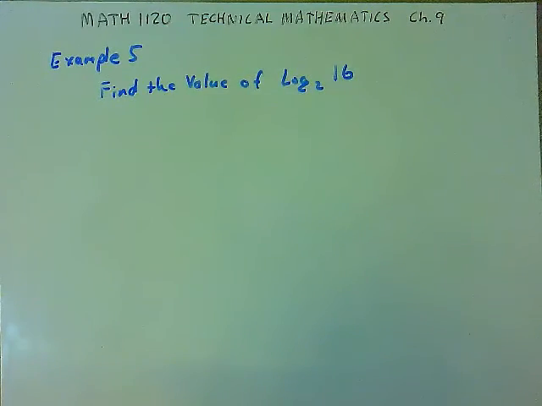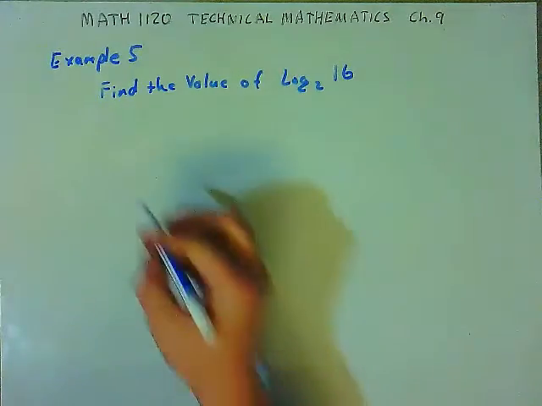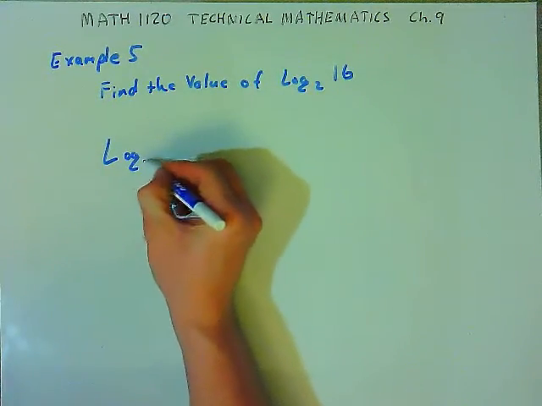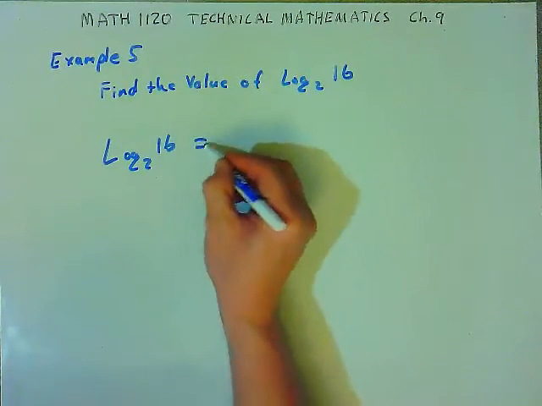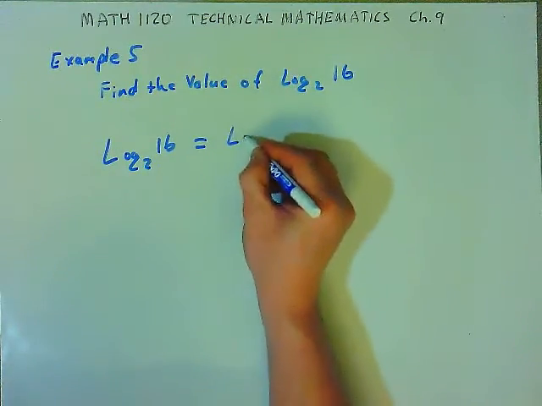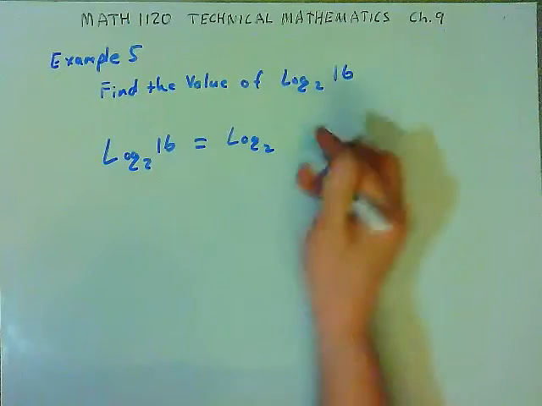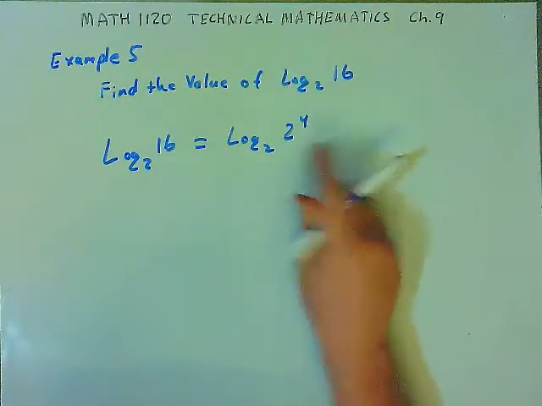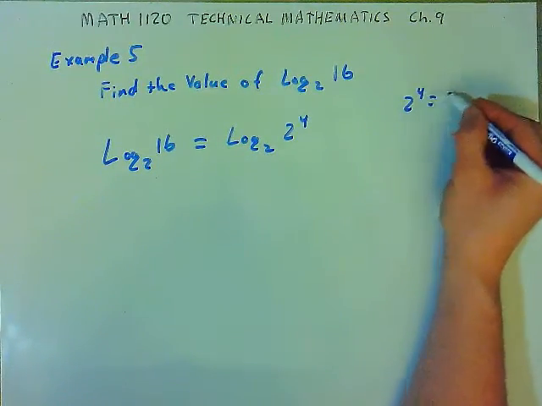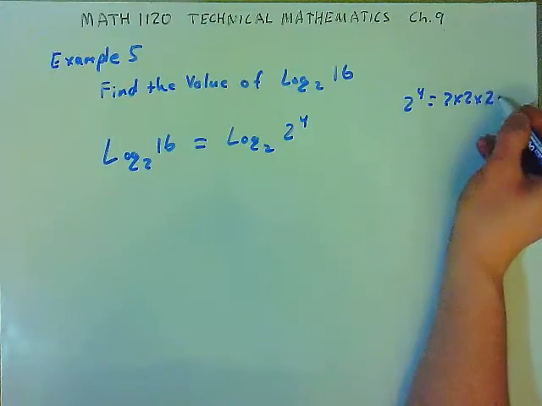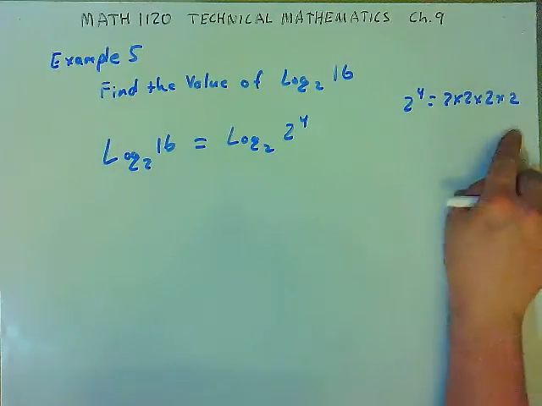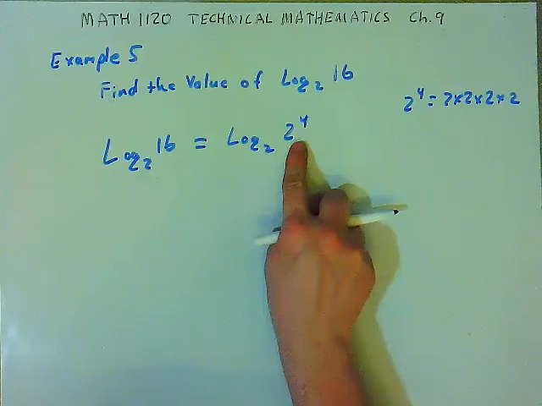So let's look at some examples where we apply those last two properties. The first one is example 5. It says find the value of log base 2 of 16. And so log base 2 of 16, we can simplify this by saying that 16 is 2 to the 4th power. And I think you'll agree that 2 to the 4th is 2 times 2 times 2 times 2, which is in fact 16.